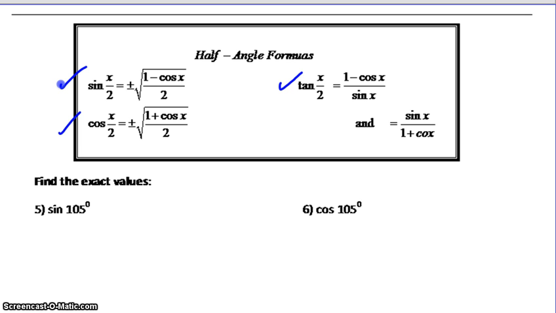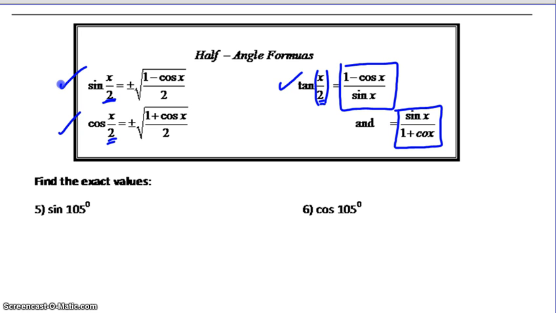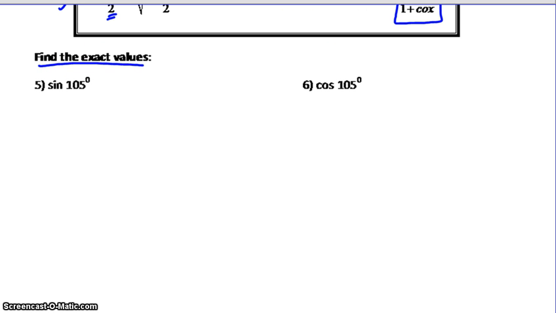Now note over here we have a couple of possibilities for tangent of x over 2, or the half-angle of tan. Half-angle because we see that they're all divided by 2. Likewise, yesterday we talked about double angle identities, where it was like sine 2x. So let's look at some examples of what we're going to do with them.